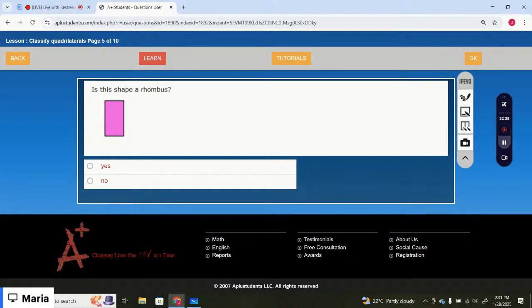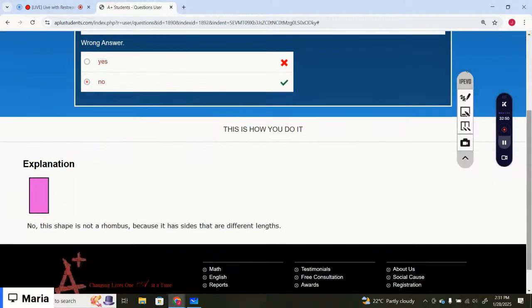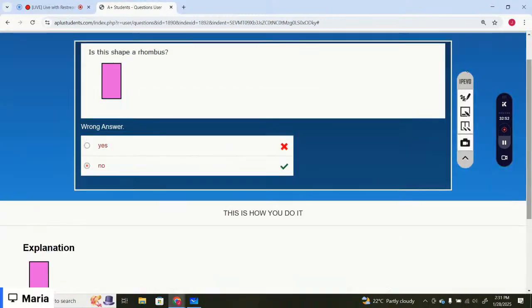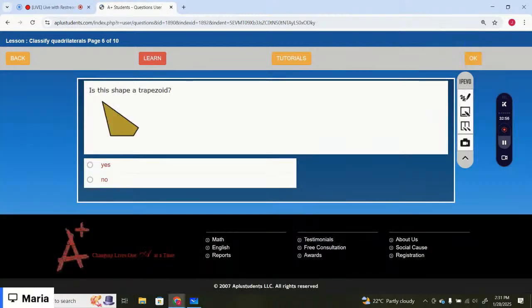That is not a rhombus. Yes, it is. That is not a rhombus. See, I've already told you that is not a rhombus. The rhombus has all sides equal in measurement. The correct option is no. Is this shape a trapezoid?